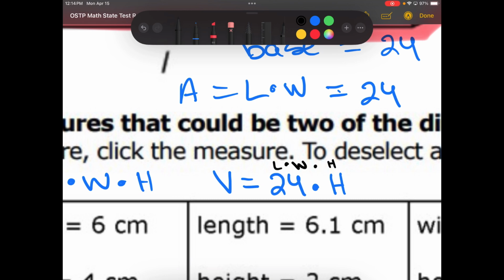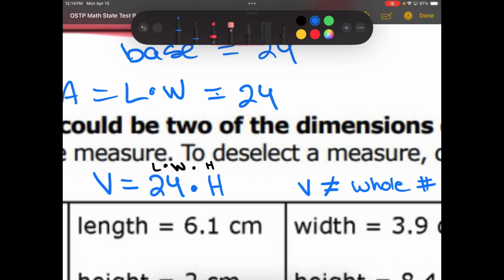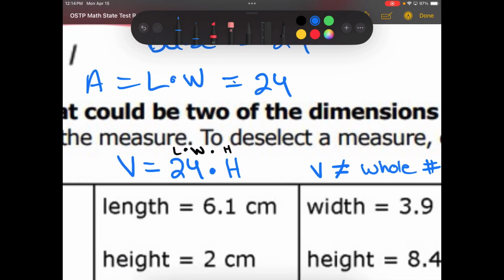The last thing they tell us that's going to help us here is that the volume cannot be a whole number. The volume cannot equal a whole number. It has to be a decimal. So now that we have all of our information laid out, does everybody have that written down? We're going to go through each one of these boxes, each one of these dimensions, and see which ones could work using this information.